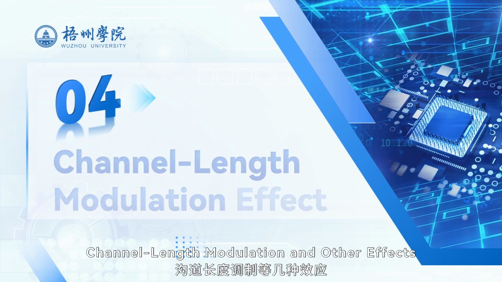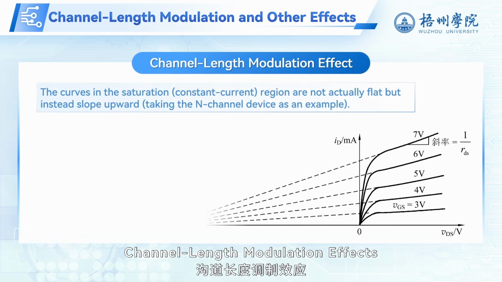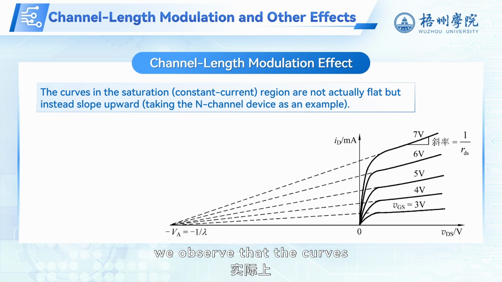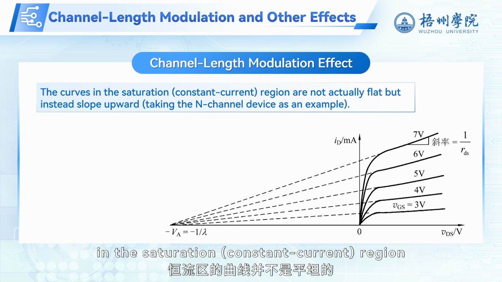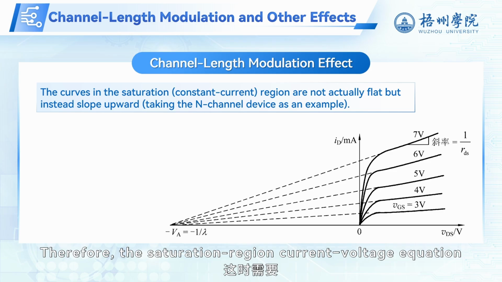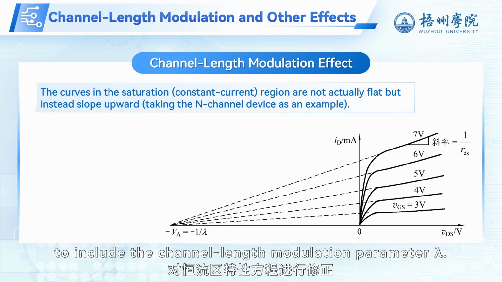Channel length modulation and other effects. Channel length modulation effects. From the output characteristic curves shown in the figure, we observe that the curves in the saturation constant current region are not actually flat but instead slope upward. Therefore, the saturation region current-voltage equation must be modified to include the channel length modulation parameter lambda.